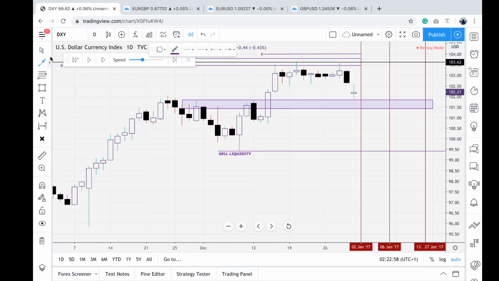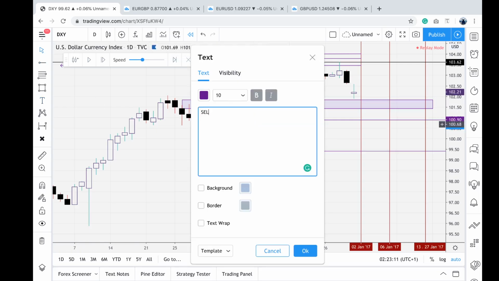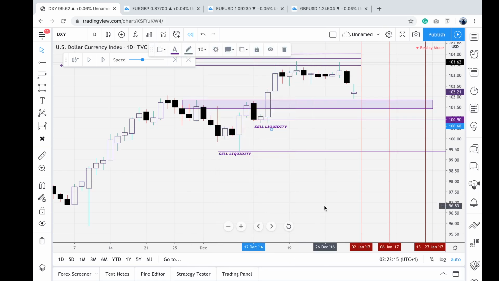So you put this on a daily basis, and you can use a horizontal ray. This equal body candle will be our first target, and we can put sell liquidity around that level. So this will be our sell liquidity on that level. Remember, our first week starts in January. And obviously this will be buy liquidity around that level.